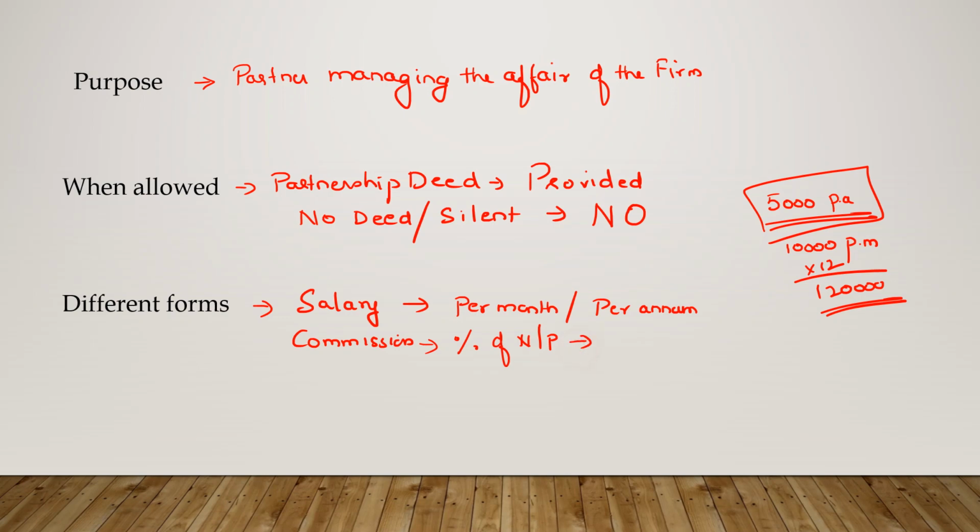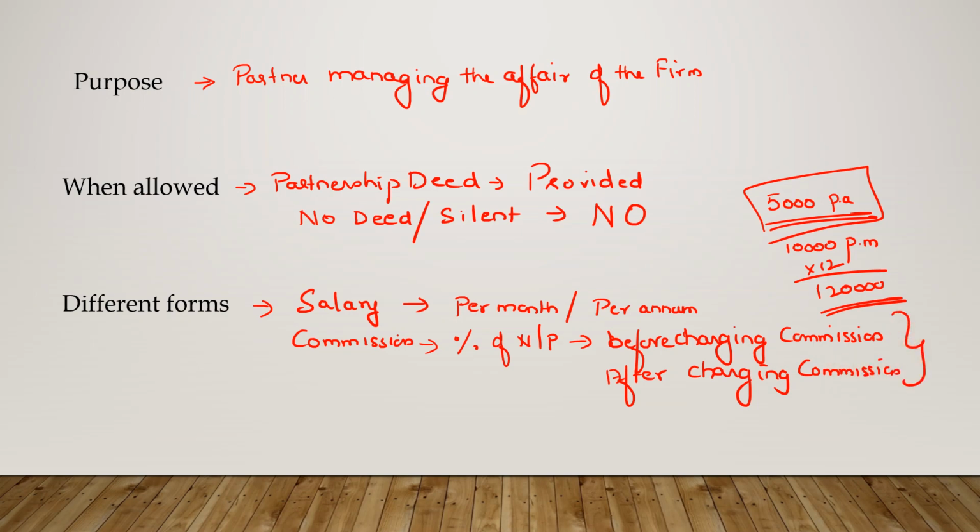Now here you will find two situations. They can give a percentage of net profit as before charging such commission, or on the net profit after charging commission. So these are the two situations which you might encounter. For this, I am making a separate video with detailed discussion, and the calculation of the formulas will be discussed in detail in that video. So please stay tuned for my upcoming video, which will be on commission which is given to a partner and its computation.